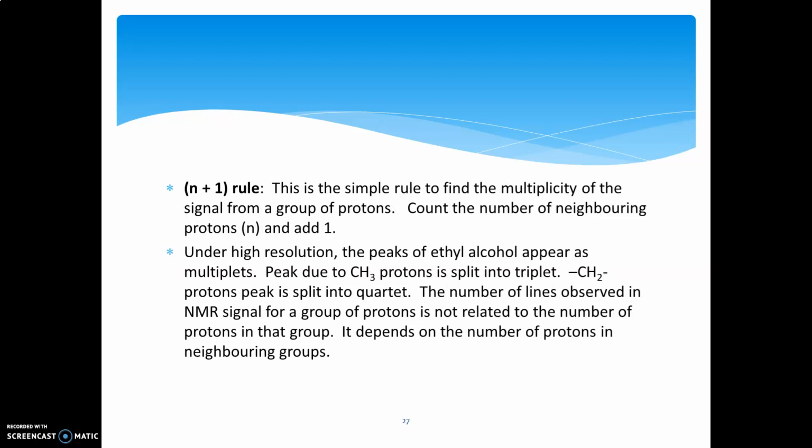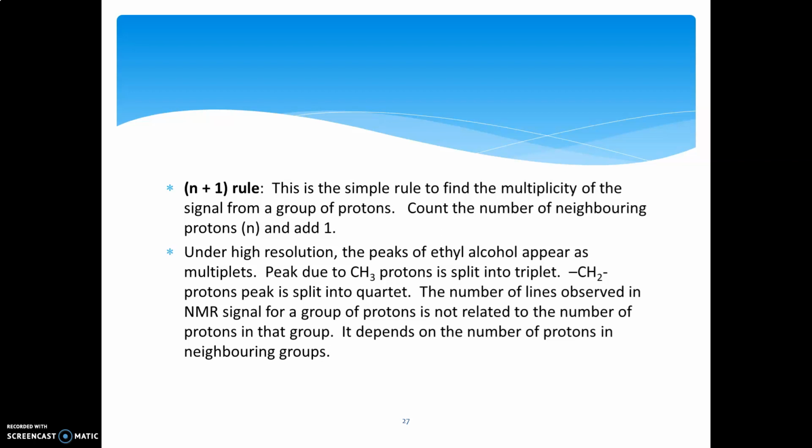N+1 rule. This is the simple rule to find the multiplicity of the signal from a group of protons. Count the number of neighboring protons, N, and add 1. Under the high resolution, the peaks of ethyl alcohol appear as multiplets. Peak due to CH3 protons is split into triplet. CH2 protons peak split into quartet.